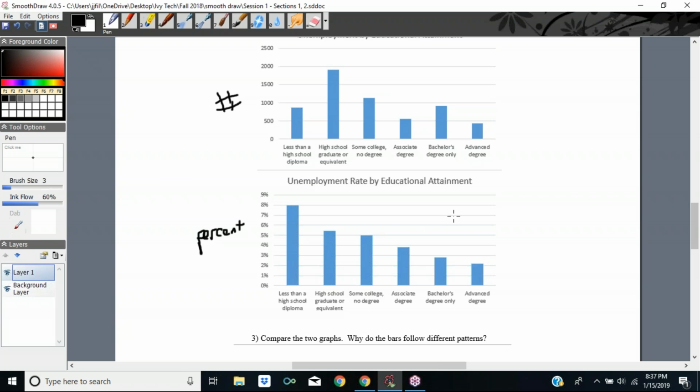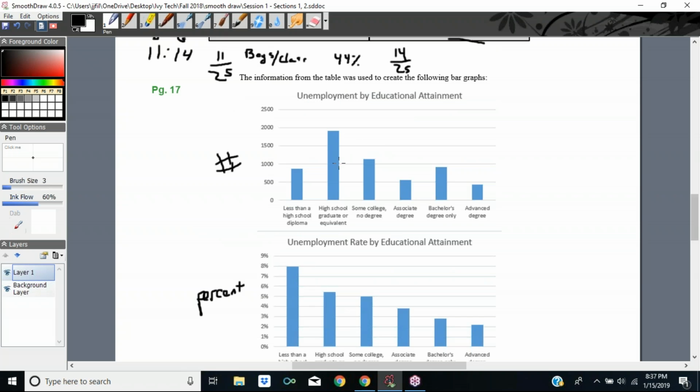And so the total number of people in the group is significant in determining that percentage, because look at this, the high school graduate, there's a lot more unemployed high school graduates than there are less than high school, but the percentage is lower, and that's because the number of the group is so much bigger.